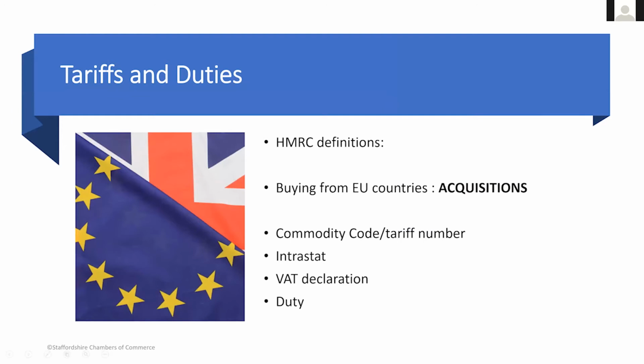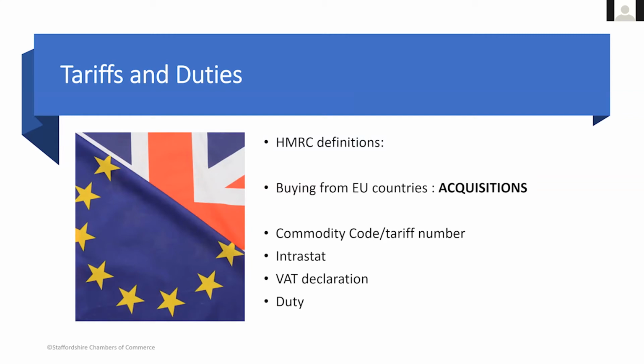We've briefly touched on this before, but let's have a look at the official HMRC definitions. Officially, if you're buying goods from other EU countries, they're called acquisitions. And goods coming into the UK from the EU are called arrivals. The term import, for HMRC purposes, means goods coming from outside of the EU, and Wendy touched on that previously. You'll still need your commodity code or tariff number, not for duty purposes, as there's no duty payable on EU acquisitions, but for information about the product and for statistical purposes.